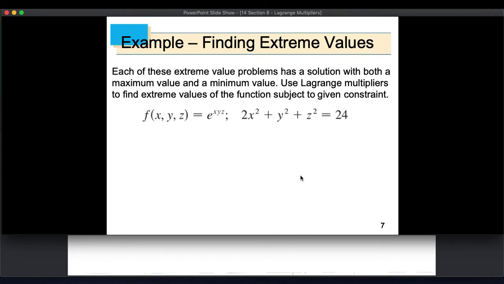So let's go and try another example. This one is a little bit more difficult because not only do I have x and y, I also have z. So this is a function of 3 variables. Here is my function e to the xyz, and here is our constraint. Now remember, when we initially use our constraint, this 24 won't matter for a little bit, but then this 24 comes back when we set up our system of equations.